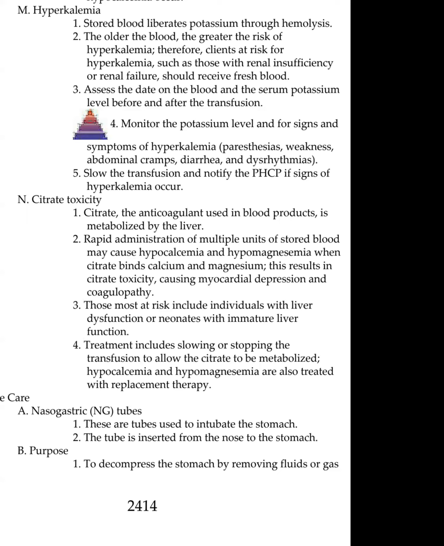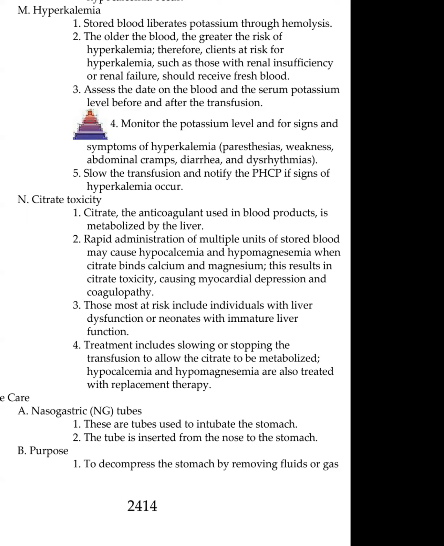But if there is any type of toxicity or reaction, rapid administration of multiple units of stored blood may cause hypocalcemia and hypomagnesemia when citrate binds calcium and magnesium. This results in citrate toxicity, causing myocardial depression and coagulopathy. Citrate binds both calcium and magnesium, so there are more chances of hypocalcemia and hypomagnesemia.